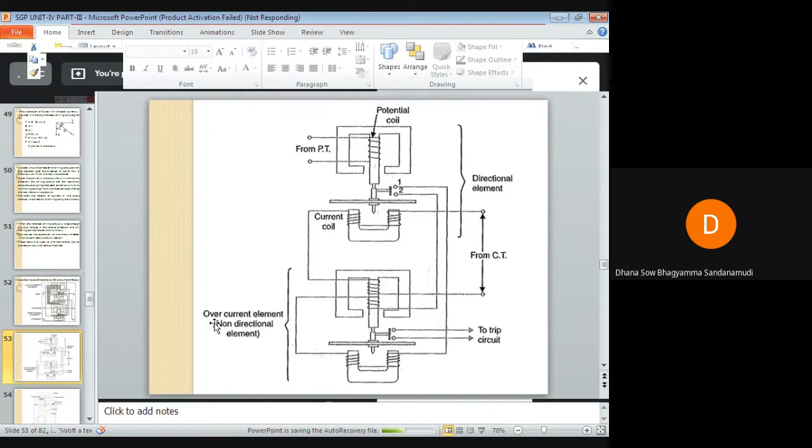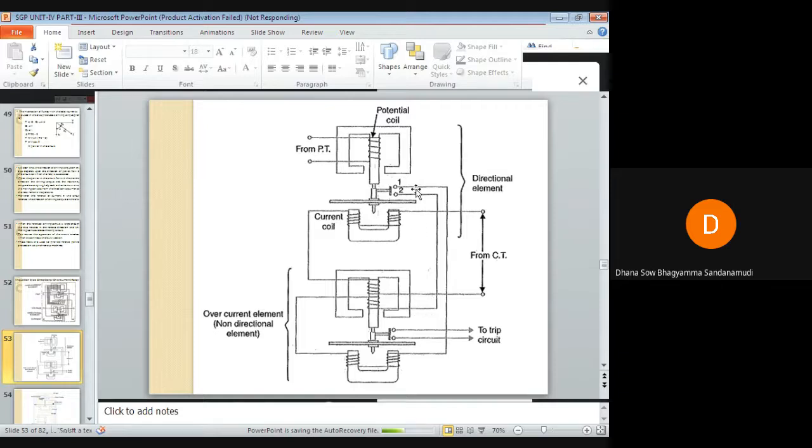For the secondary winding of this overcurrent element to close, or to short circuit, the moving contact of your directional element should move towards this secondary winding terminals, and it should short circuit these two terminals 1 and 2. Then only the secondary winding will be closed. So initially it is open. Under normal operating condition, the secondary winding of the overcurrent element is open.